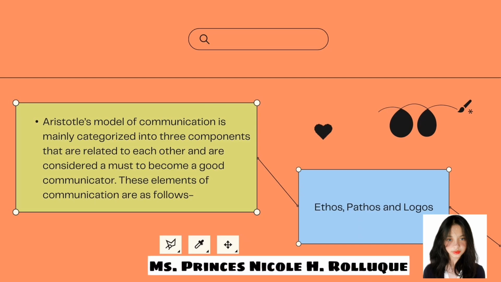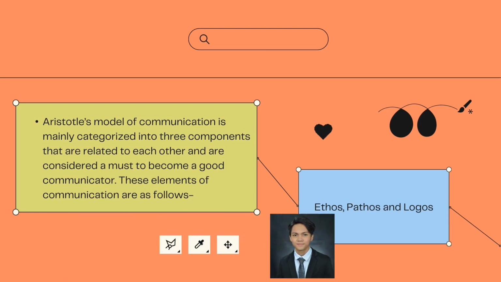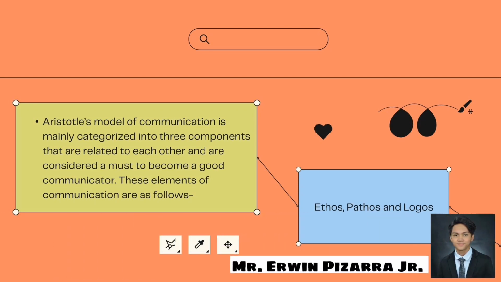And for the last part, let me call Mr. Erwin Pizarra to identify what are the three critical elements of Aristotle's model of communication. Aristotle's model of communication is mainly categorized into three components that are related to each other and are considered a must to become a good communicator. These elements of communication are as follows: ethos, pathos, and logos.